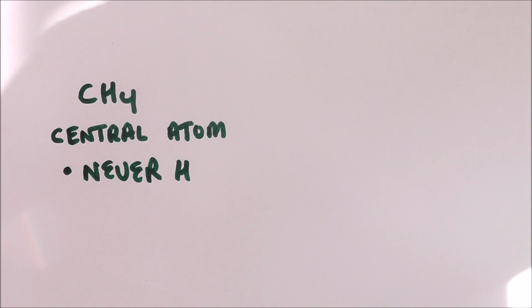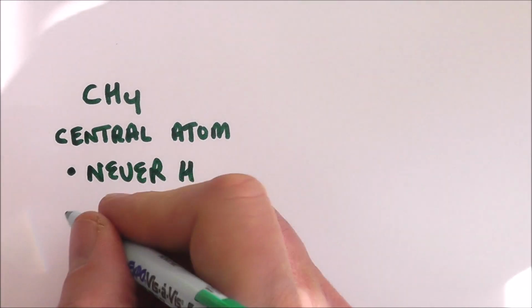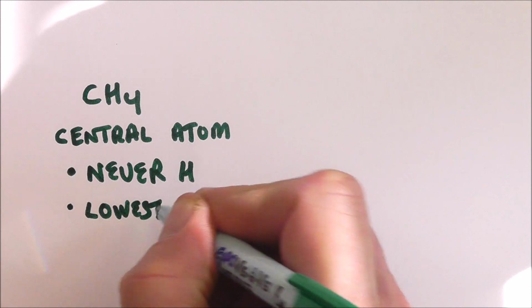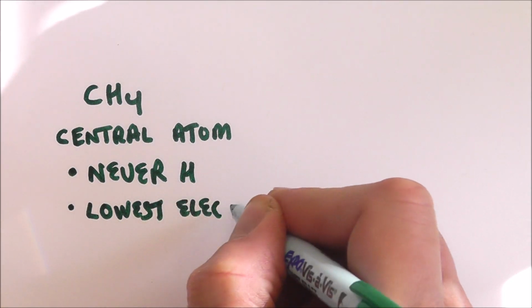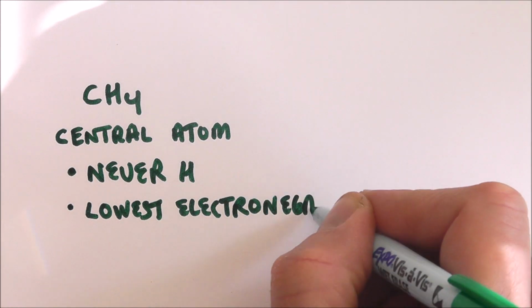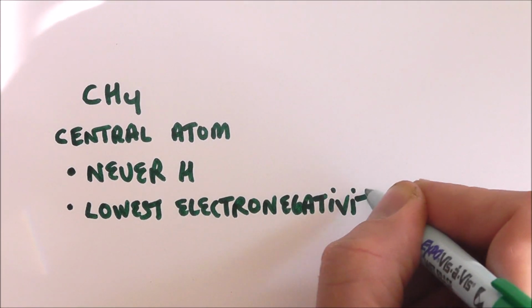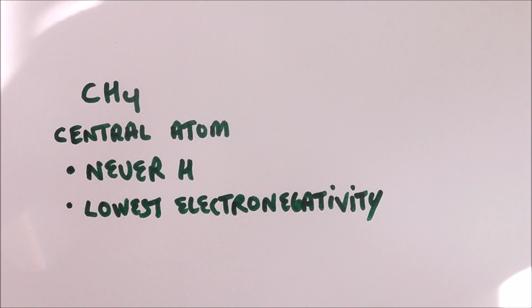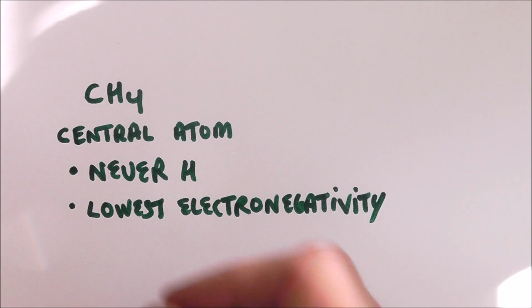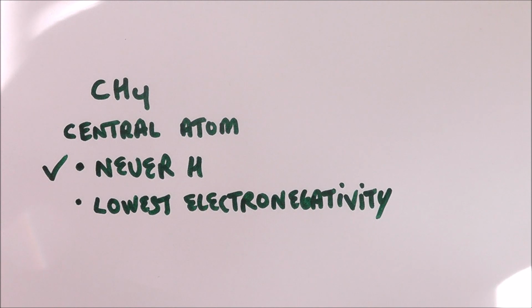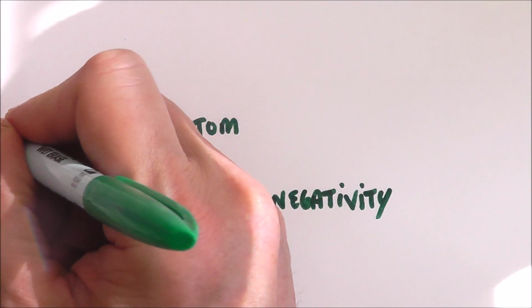The other rule is it's usually the atom with the lowest electronegativity. All right. And then there's some sub rules in there, but we'll talk about that. So you know what? Bang, got to that one. So what's going to happen is carbon's going to go in the middle. That's step 1.